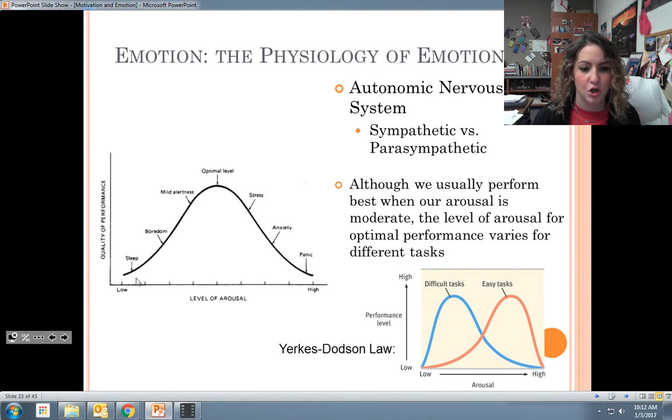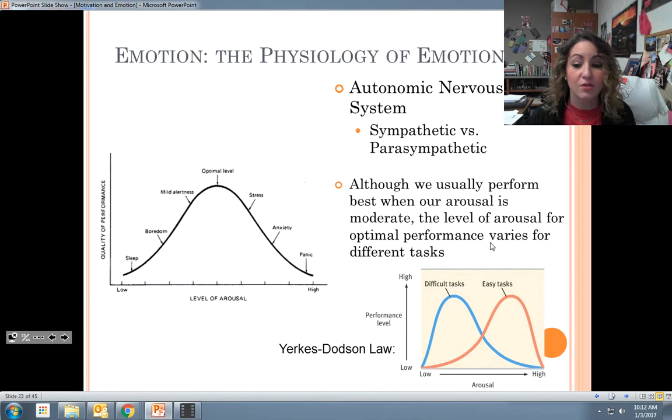And so you see this chart here, this little graph. Basically, if your level of arousal is very, very low, the quality of your performance is going to be low as well. If you're sleepy or extremely bored and nodding off, you're not going to do so well on that test. But if your level of arousal is really high, once again, you're not going to do so well on that test because you're probably having a panic attack. You need to be somewhere in the middle of stressed to have the best optimal level of performance.